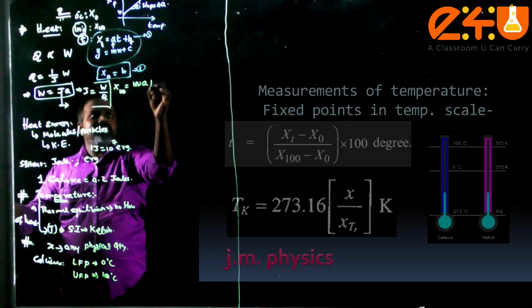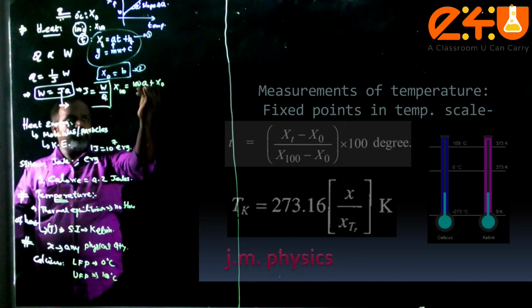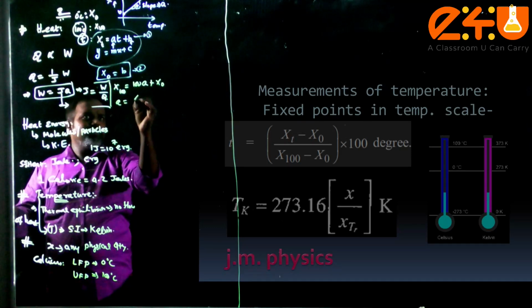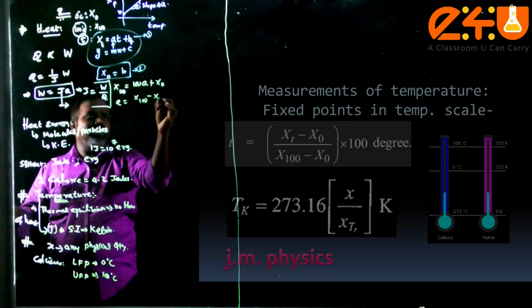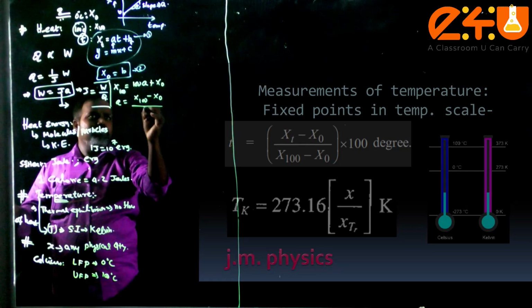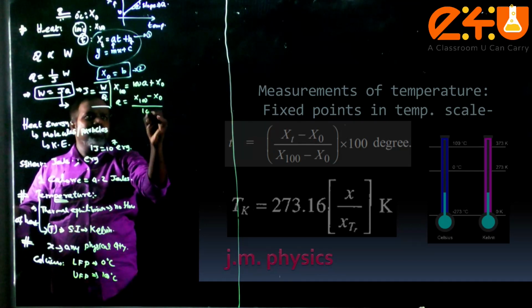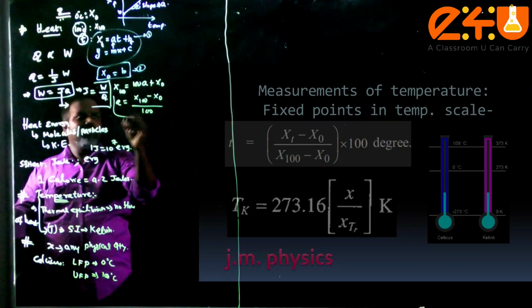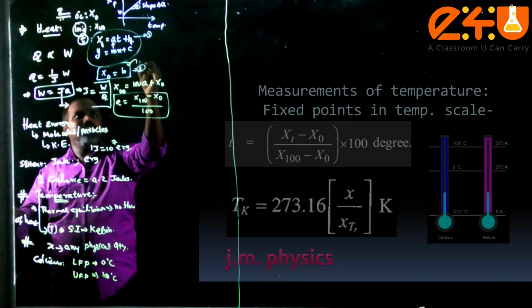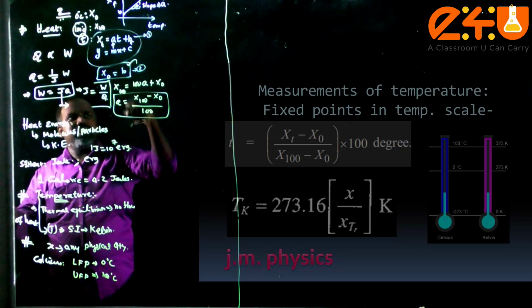So 100 into a plus b, we already found that that has to be x naught value. So from this I can find out a is equal to x100 minus x naught divided by 100. This is the value of a and this will be the value of b, the Y-axis intercept as per this equation and the slope of the graph.